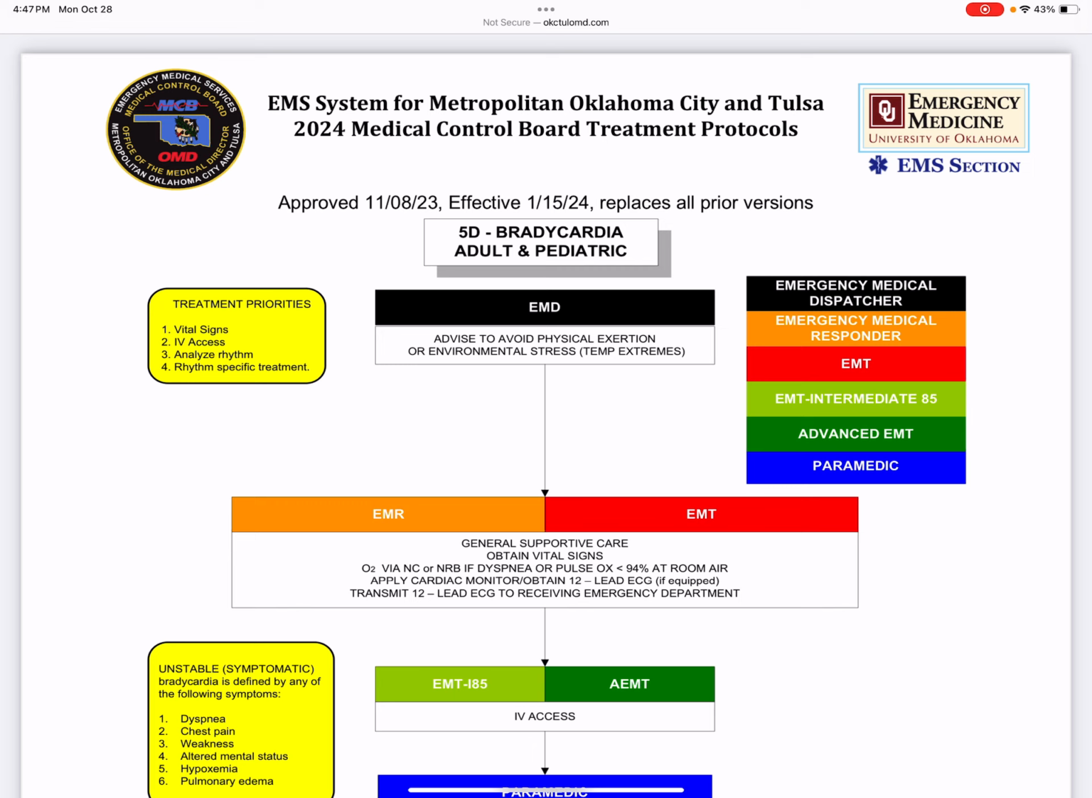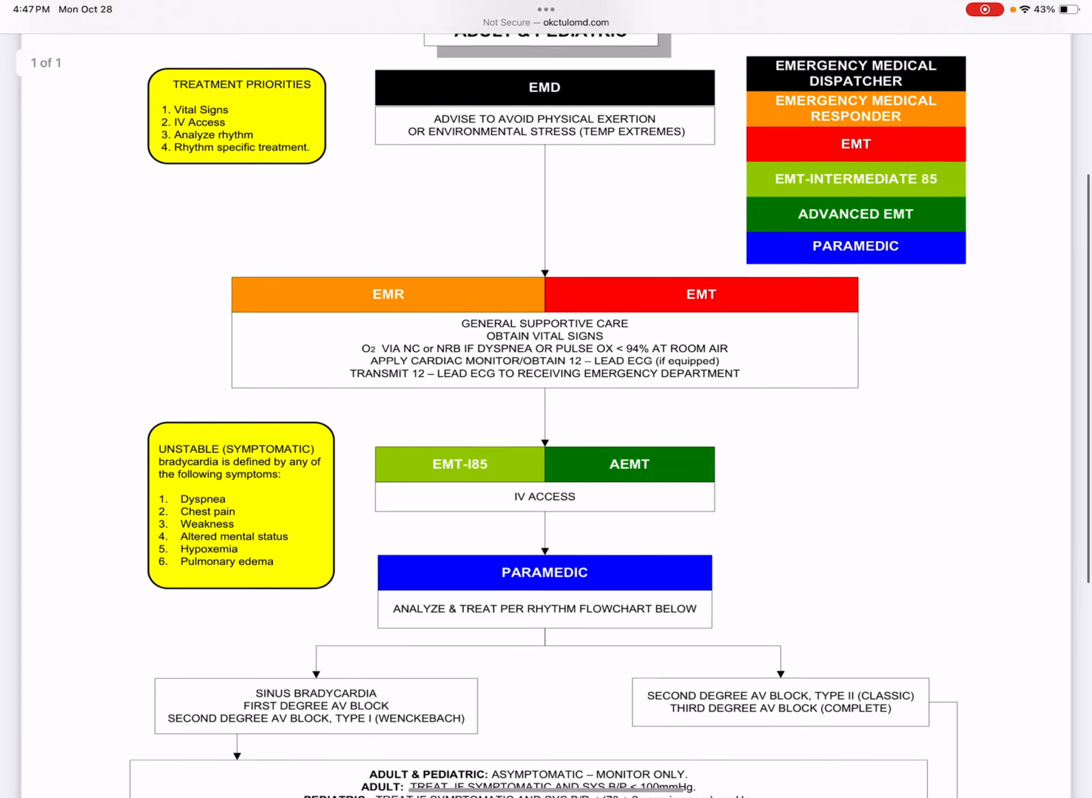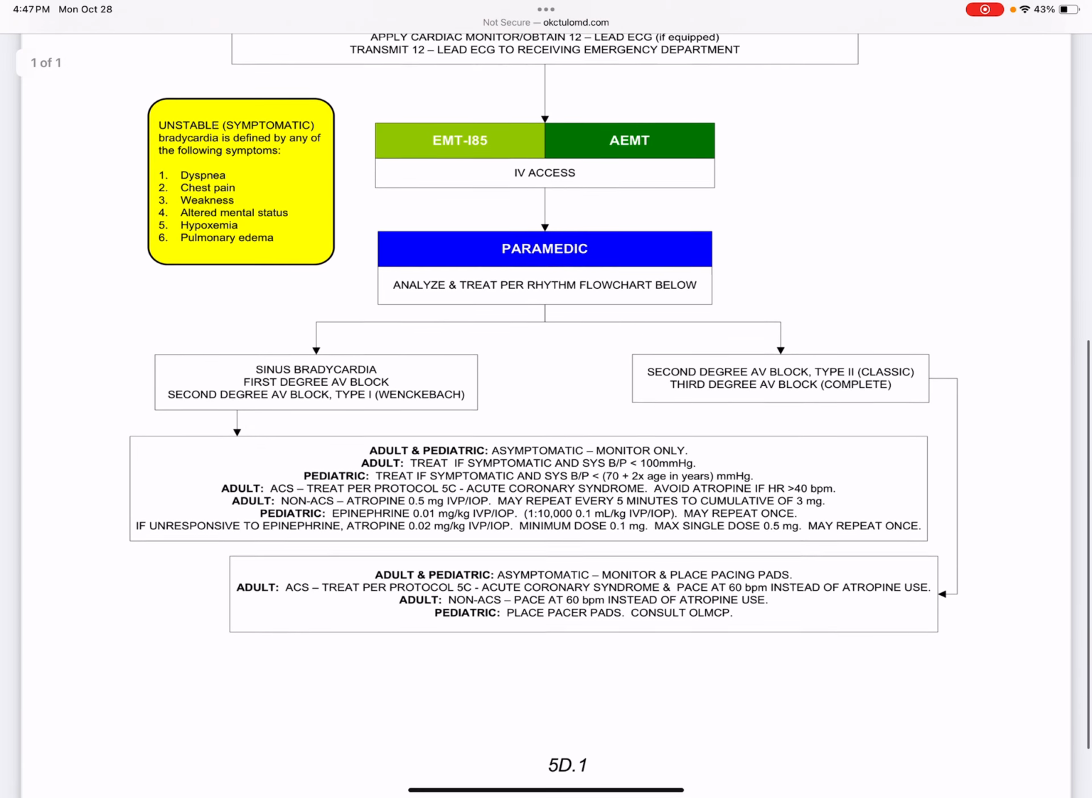As far as emergency dispatch, EMR, EMT, intermediate, advanced, your treatment for this compared to ACS is no different. It's going to be the exact same. So I'm not going to read all those off again because it does not change at all. Where it starts to change is going to be for the paramedic.